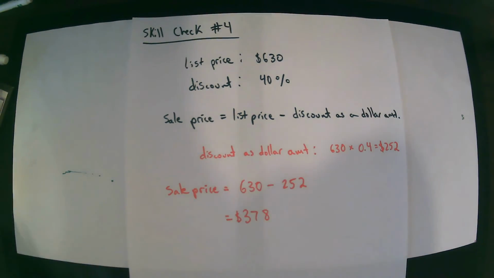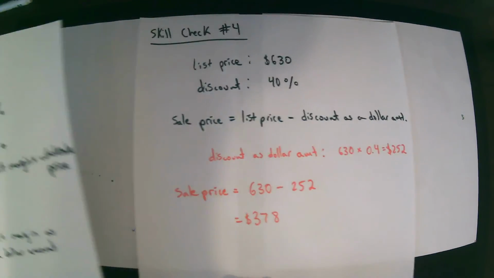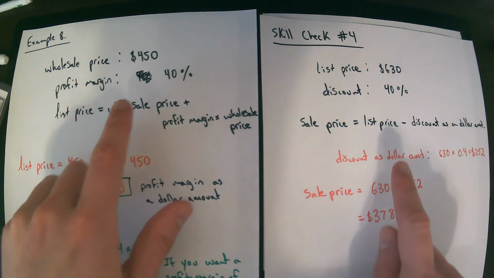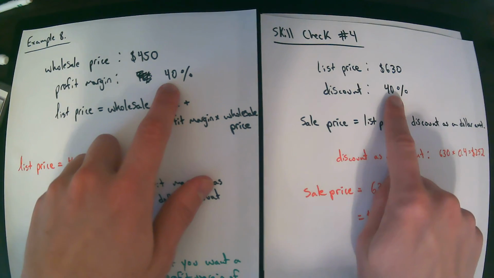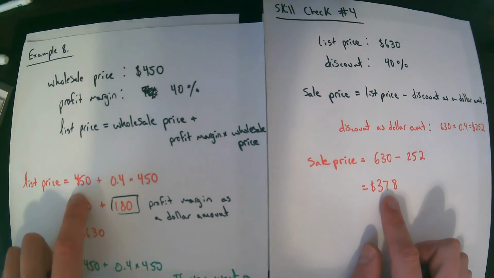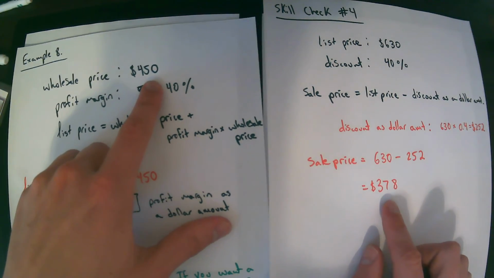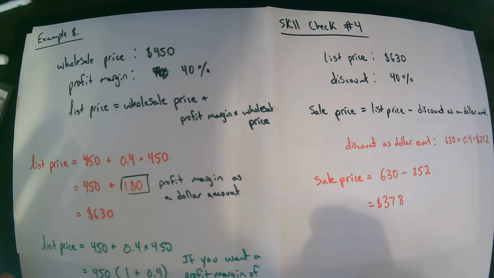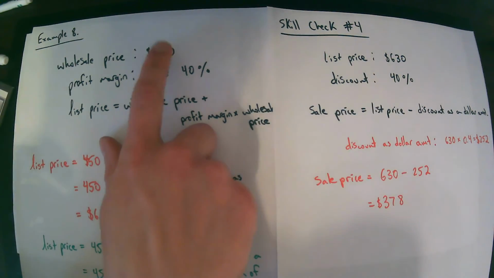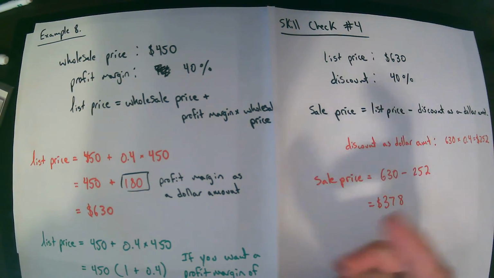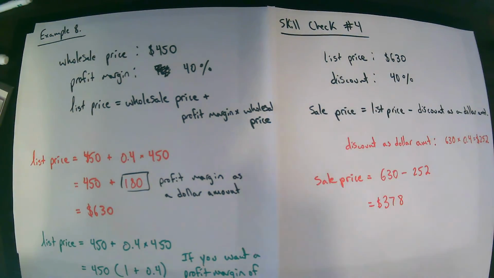But another thing to point out is that this is not the same. You notice the percentages are the same, the profit margin and the discount. So why didn't these answers work out to be the same here? Why didn't we get 450? Because essentially what I'm doing in example 8 is I'm adding 40% on, in a way, right? I'm adding 40% of this onto it to get 630. And then here, I'm taking 40% away from 630. So why didn't it work out to be the same?